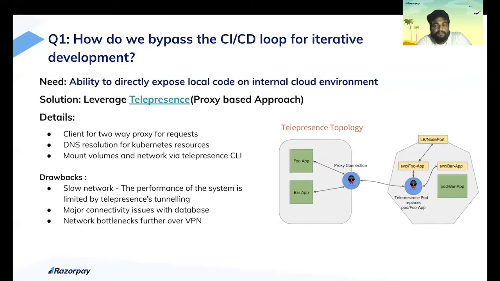But there was a major drawback due to the whole tunneling approach, which was that the responses were slow, there were connectivity issues with the database, and also sometimes connectivity issues with the cluster itself, and along with VPN, there were a lot of bottlenecks.